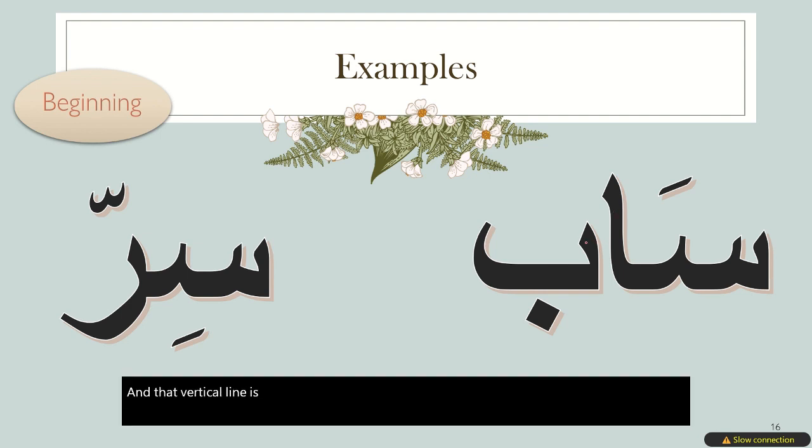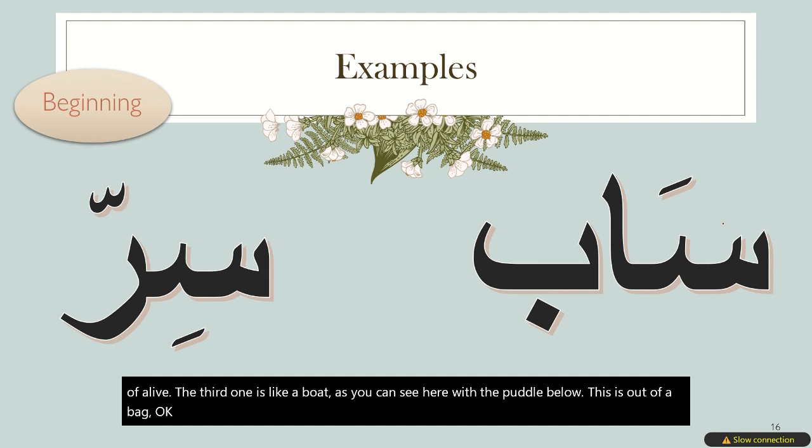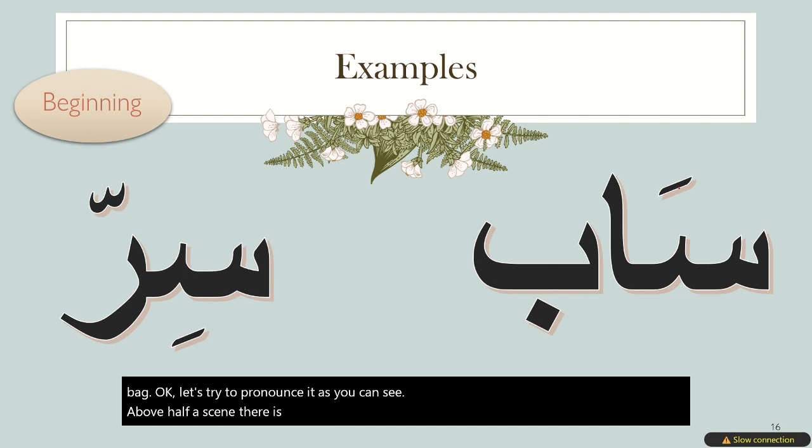The third one is like a boat, as you can see here, with the paddle below. This is حرف الباء. Okay, let's try to pronounce it. As you can see, above حرف السين there is فتحة, so it would be pronounced like sa. Let's give it a try.